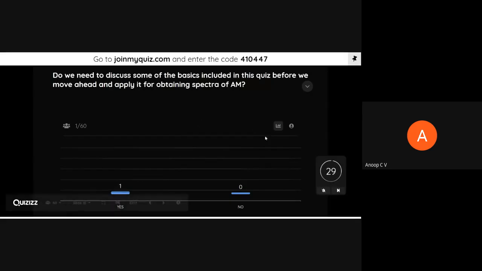So now this is the last question. It's a poll question. Do we need to discuss some of the basics included in this quiz before we move ahead and apply it for obtaining spectra of AM? So I think pretty much what is required so far we have.